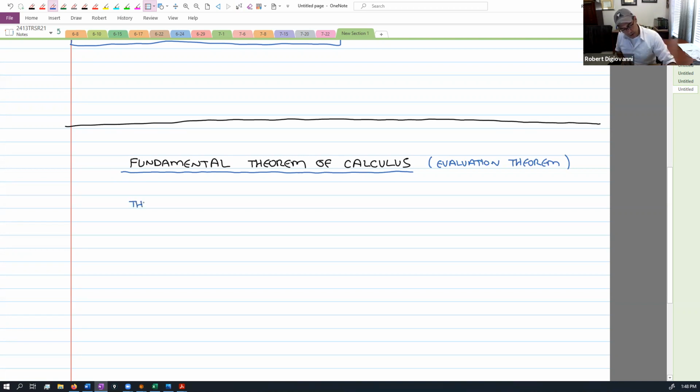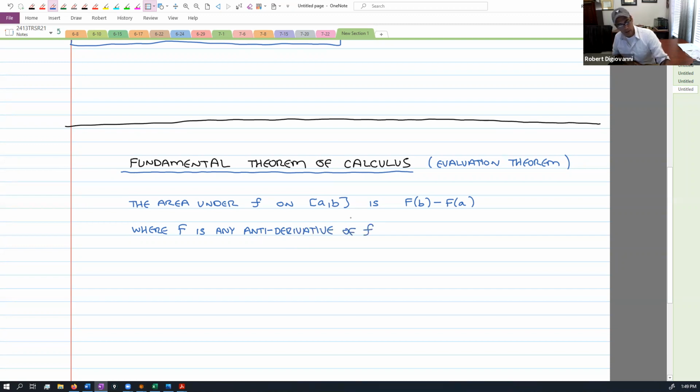It says the area under some function f on the interval AB is capital F of B minus capital F of A, where capital F is any antiderivative of little f, any antiderivative.